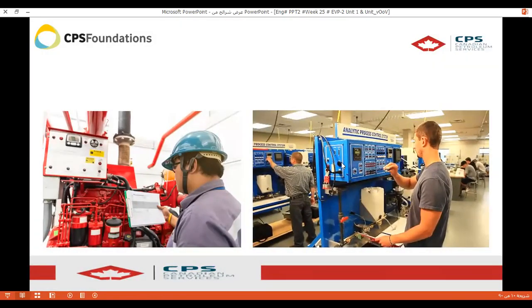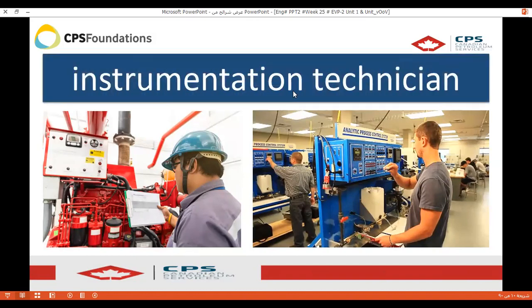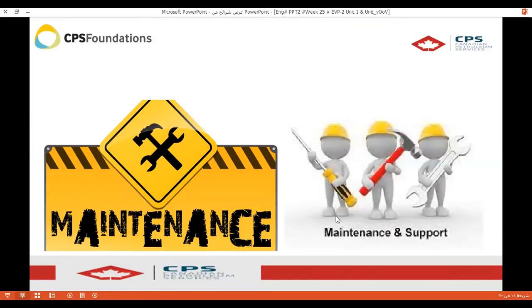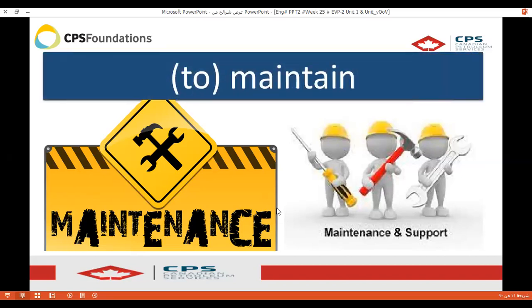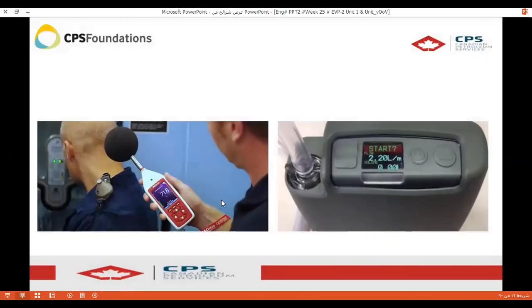What can you see in the pictures? Here you can see some technicians. What sort of technicians? They are working on pipes, electricity, and services that we need before we build a city. This is called an instrumentation technician. Instrumentation technicians are technicians who install new devices and new services. As you see here, there are some technicians who maintain. Maintenance and support. To maintain something is to fix something. Maintain is to fix or repair a problem.